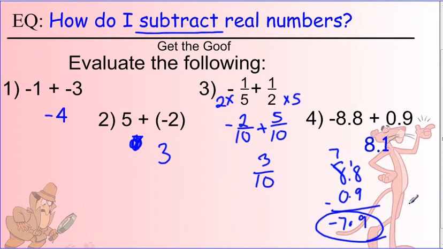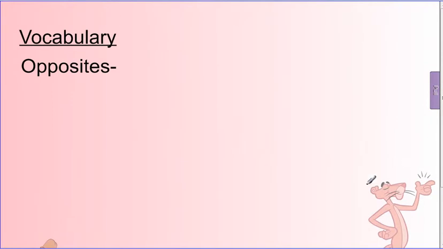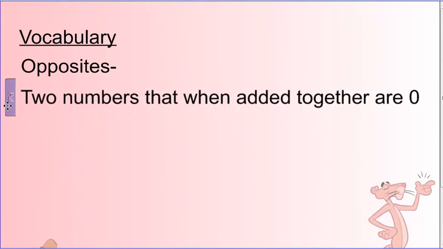Now, you're going to see today that subtraction is almost identical. There's only one small thing we're going to do differently. Before we get there, we've got a vocab word, opposites, which we've already talked about. Opposites are two numbers that when you add them together are 0, like 3 and -3. 3 plus -3 is 0. So those two numbers would be considered opposites.